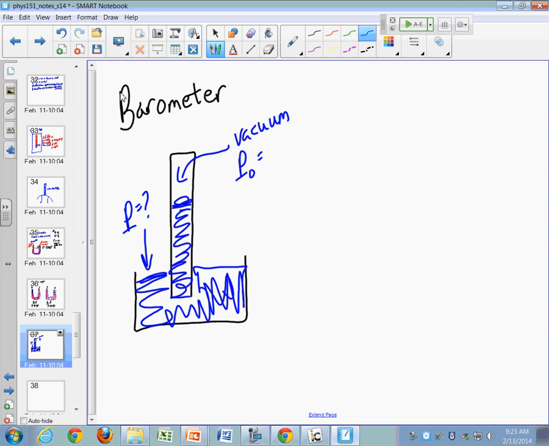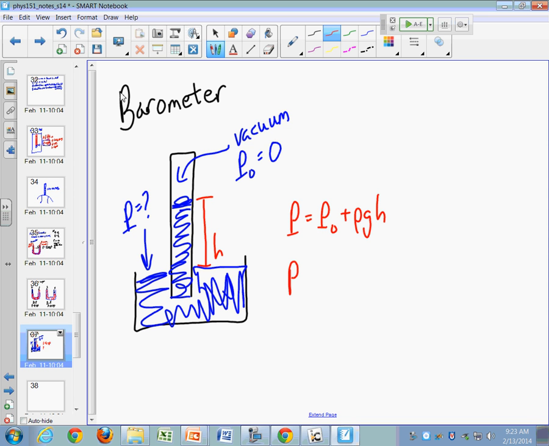There is no pressure, right? If there's no material, then there's no pressure. So since I have a vacuum, there's zero pressure. And I measure the height of this column, h. And the same formula still applies. That is that P equals P naught plus rho g h.